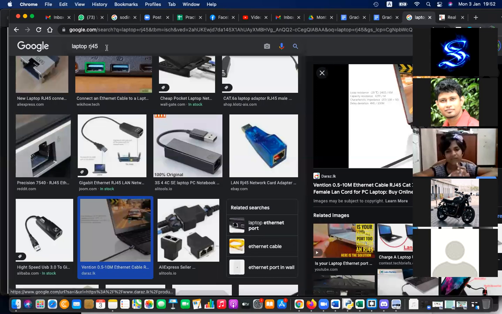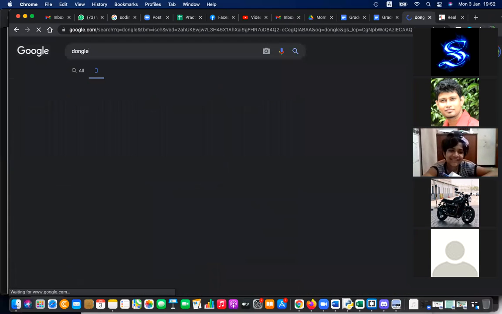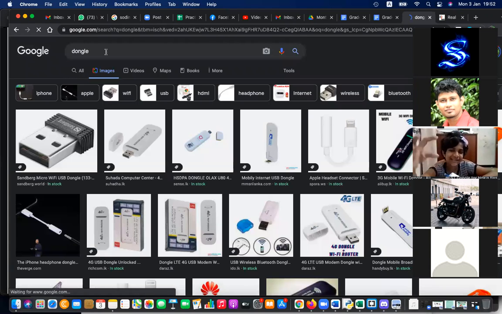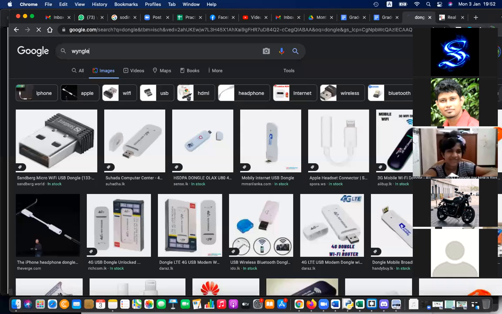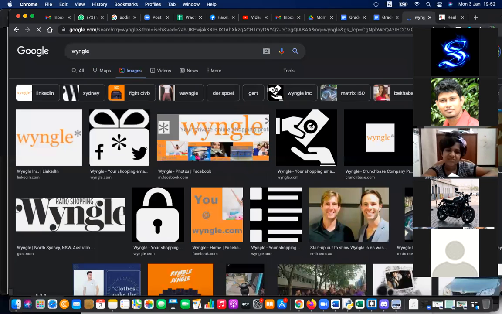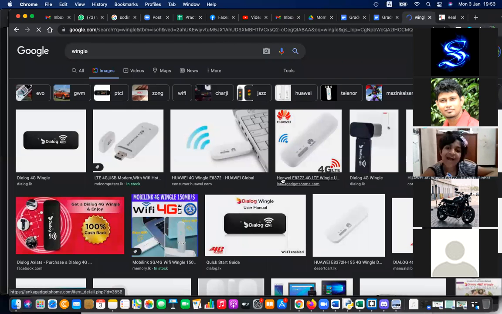Inside the router you have the modem feature now, or inside the computer or the dongle. So have you seen these dongles? Yeah, I have seen. Have you seen wingles? So wingle, I think, yeah, wingle. So what's the difference between wingle and dongle?